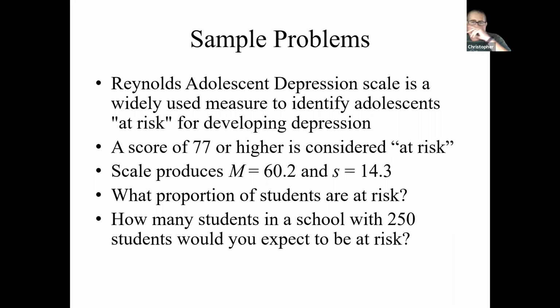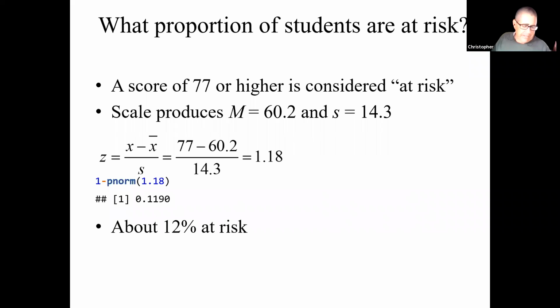One question we could ask is, what proportion of students would we expect to be in that at-risk group? And then another question we could ask is, how many students in a school of 250 would we expect to be at risk? We'll see in both of these cases, we're just applying normal distribution logic. So the first step here would be to calculate the z-score for that score of 77.